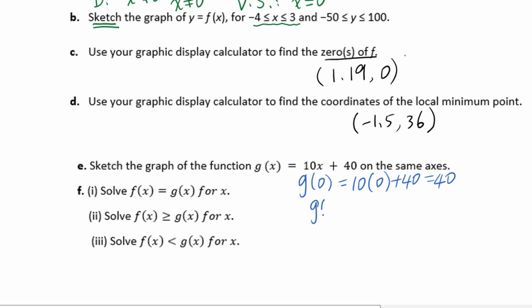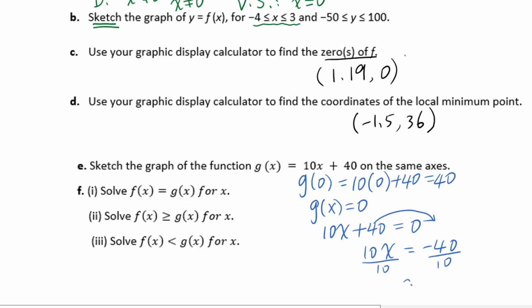Set up g of x equals 0 to find the x-intercept. Isolate the variable on one side, so minus 40 both sides. 10x equals negative 40. Divided by 10, you will get x equals negative 4. So we have 0, 40, and negative 4, 0.